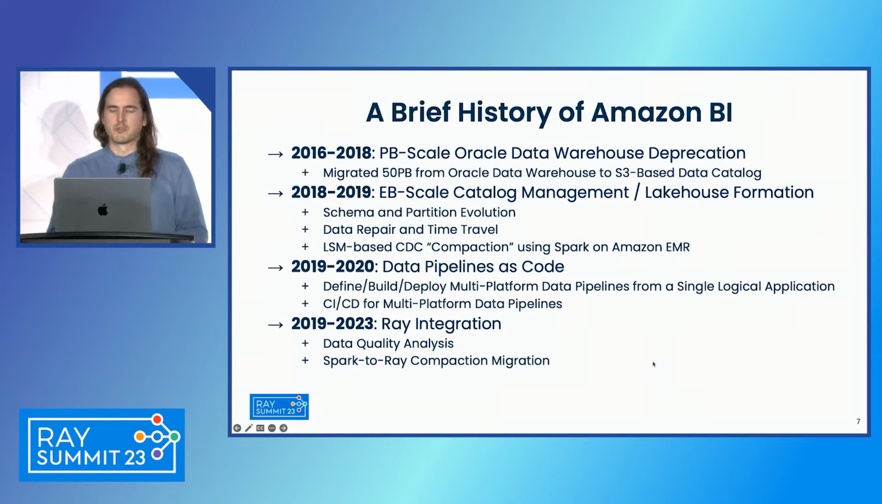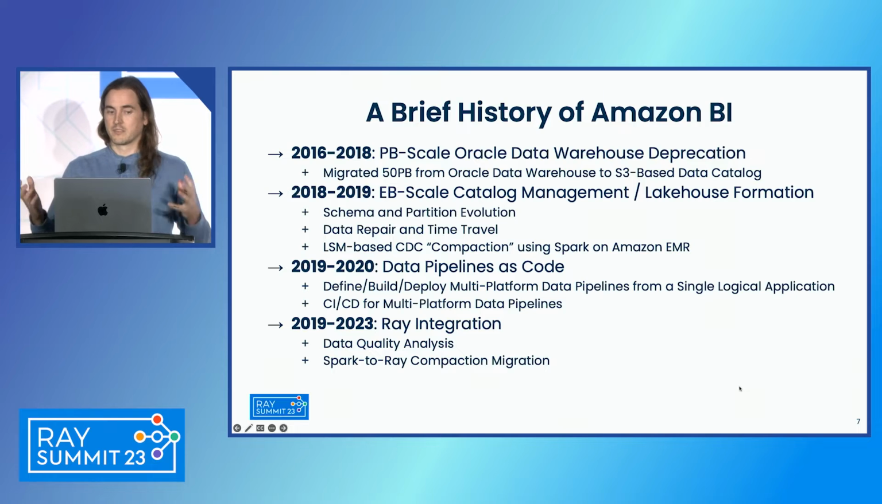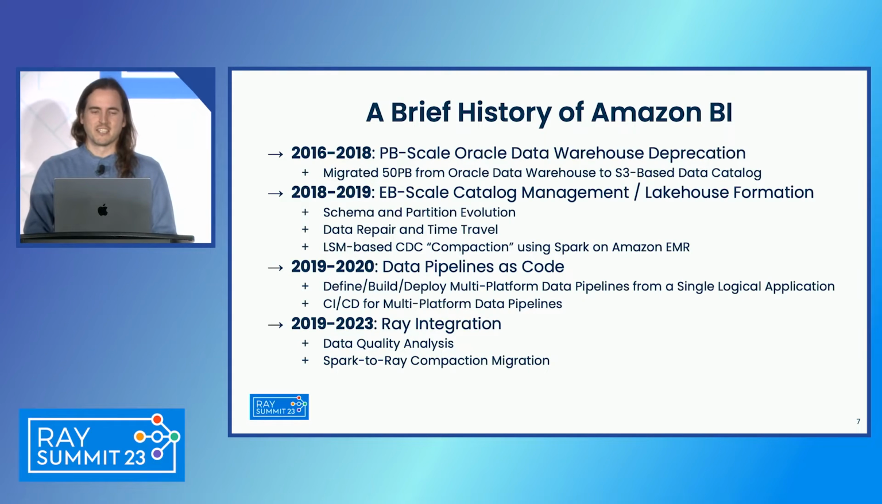And a brief history of Amazon BI, I touched on some of this a little bit, but yeah, 2016 to 2018, we migrated this enormous 50 petabyte Oracle data warehouse to our S3-based data catalog. At the time, it was just a data lake. It became a data catalog as we put on metadata and got organization around it.